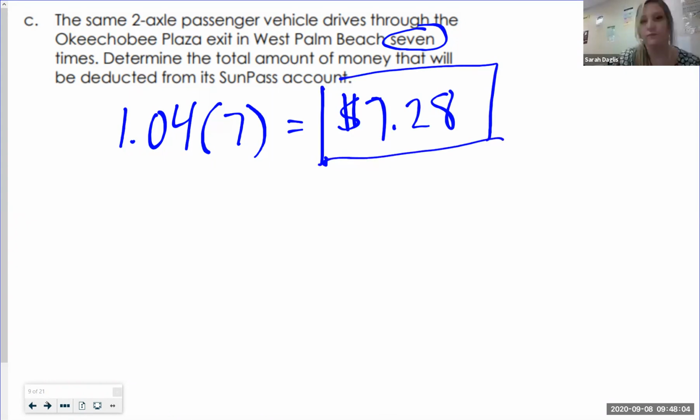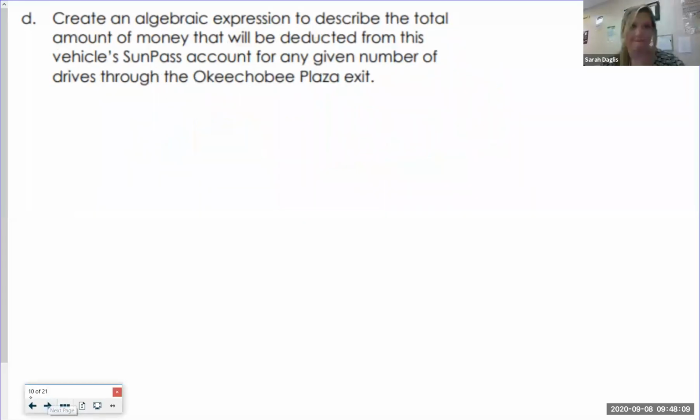All right, part D. Create an algebraic expression to describe the total amount of money that will be deducted from this vehicle's SunPass account for any given number of drive-throughs of the plaza exit. Okay, so again, we have more drive-throughs, right? Could I use the same variable as last time? Well, technically no, because I might drive through the Orlando exit a different number of times than I do the Okeechobee Plaza exit. So let's do a different variable.